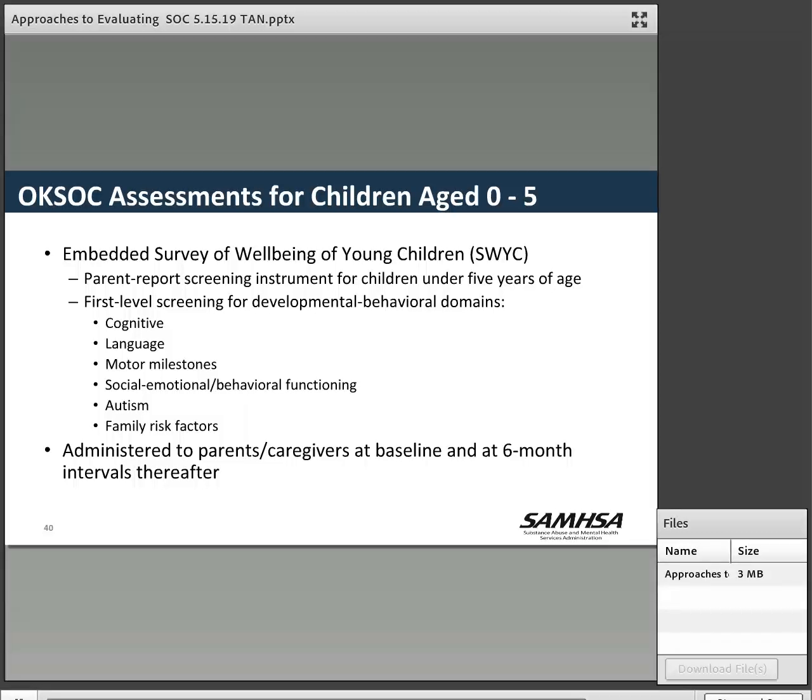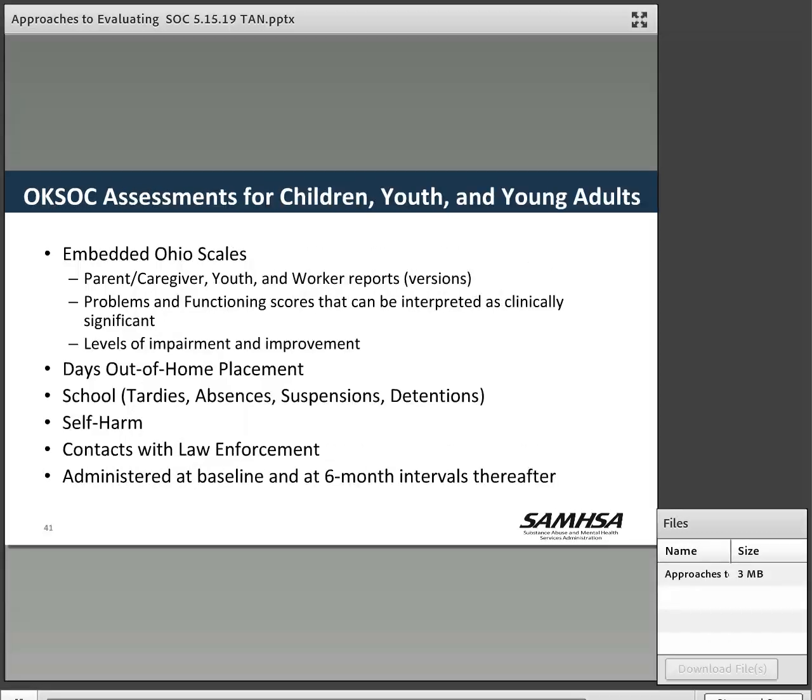It's a parent report screening instrument for what they call here in Oklahoma the little bitties, so it's children under 5. It's a first-level screening for developmental behavioral domains: cognitive, language, motor milestones, social, emotional, behavioral functioning, autism, and family risk factors. And again, it's administered only to parents and caregivers at baseline and 6-month intervals thereafter.